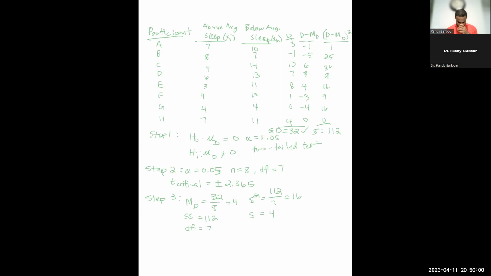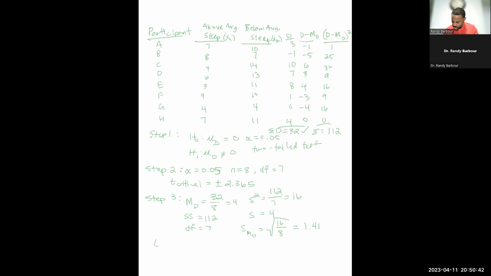Okay. We also need to get the estimated standard error for the mean difference. So that's going to be, I'm just going to keep it the same there, over 8. And that's going to give me 1.41. So all you're doing is the square root of 16, the square root of 8, divide those together, and you get 1.41. Given all that information, now all I need to do is calculate my t statistic.